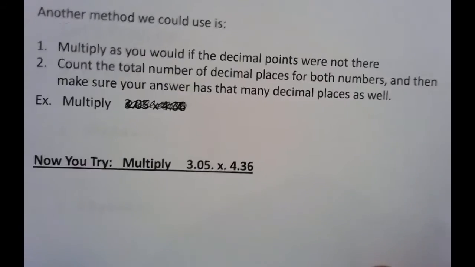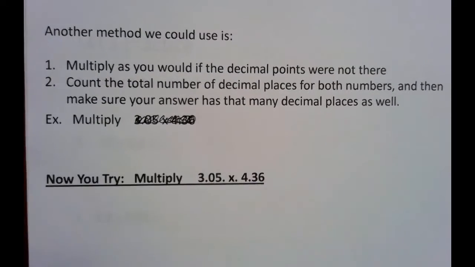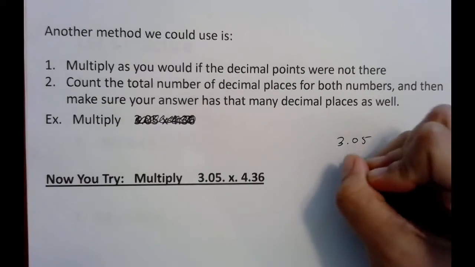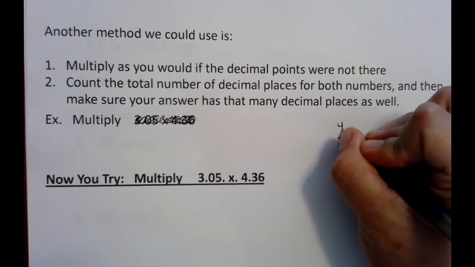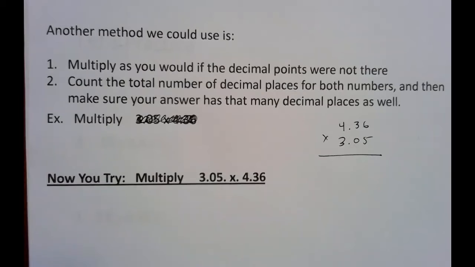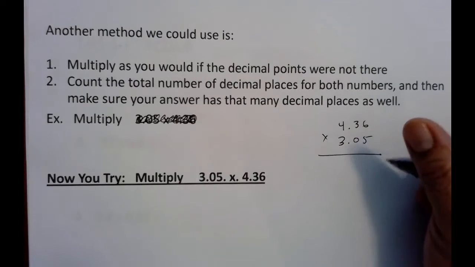Okay, so what's another method we could use? We can multiply as if the decimal points were not there, and we count the total number of decimal places for both numbers, and then we make sure that our answer has that many decimal places as well. So let's go ahead and try that. So we have 3.05 times 4.36. I'll put the larger one on top. Okay? So if I want to multiply this, we can do this the longer way.